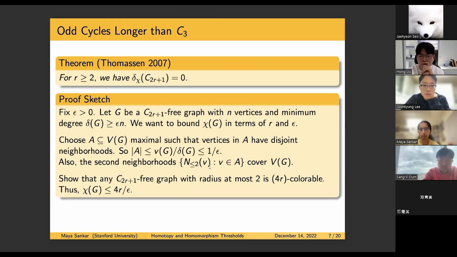So the last step of this proof, which I'm not going to do out, but it's not super difficult, is to show that any C_{2R+1}-free graph with radius at most 2 is 4R colorable. And using this fact, we can color each of the second neighborhoods with a separate set of 4R colors, and we can bound the chromatic number by 4R times 1/epsilon. So that's a proof that we've bounded the chromatic number in terms of epsilon, and so the chromatic threshold for odd cycles is equal to 0.